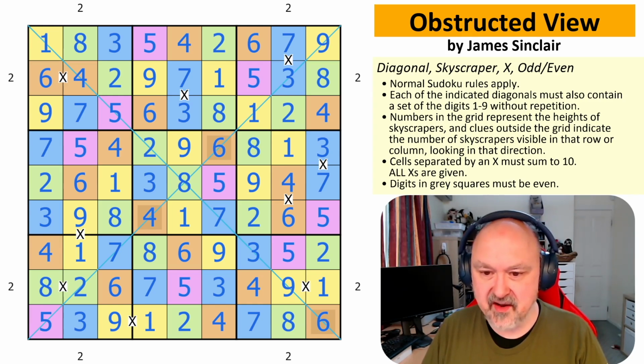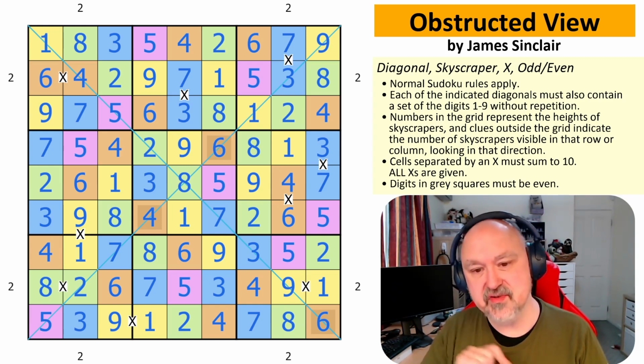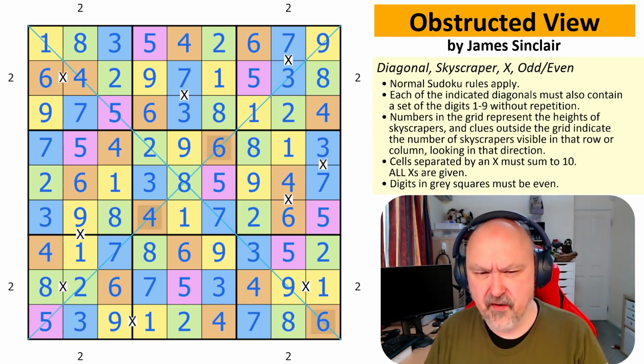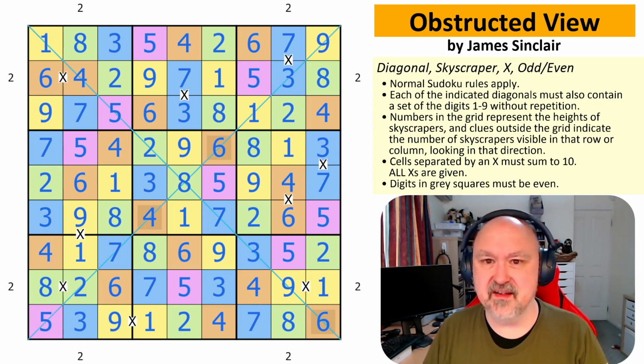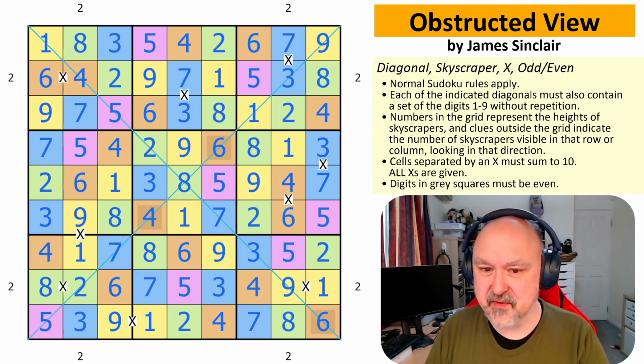At the beginning I could not see how to do that. I'd not seen that trick with 2 skyscrapers at the end. Finding those pairs of 8s, that was unexpected. Very cool puzzle. Thank you, James Sinclair, for giving me permission to do your puzzles, because that was a lot of fun.